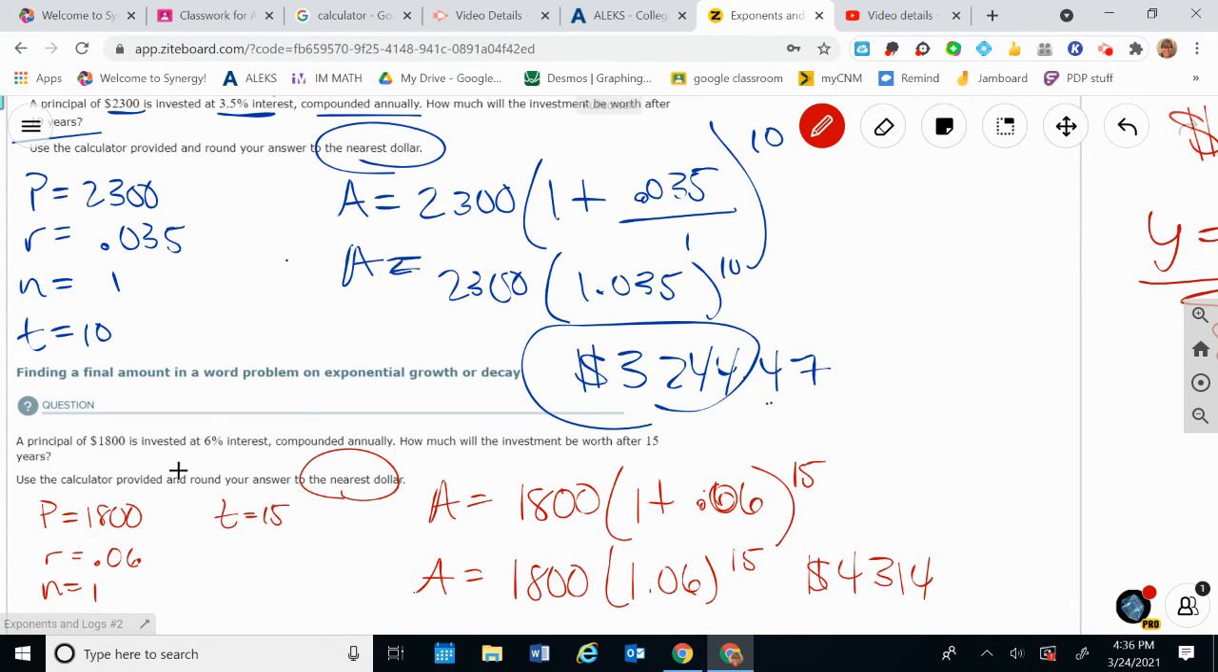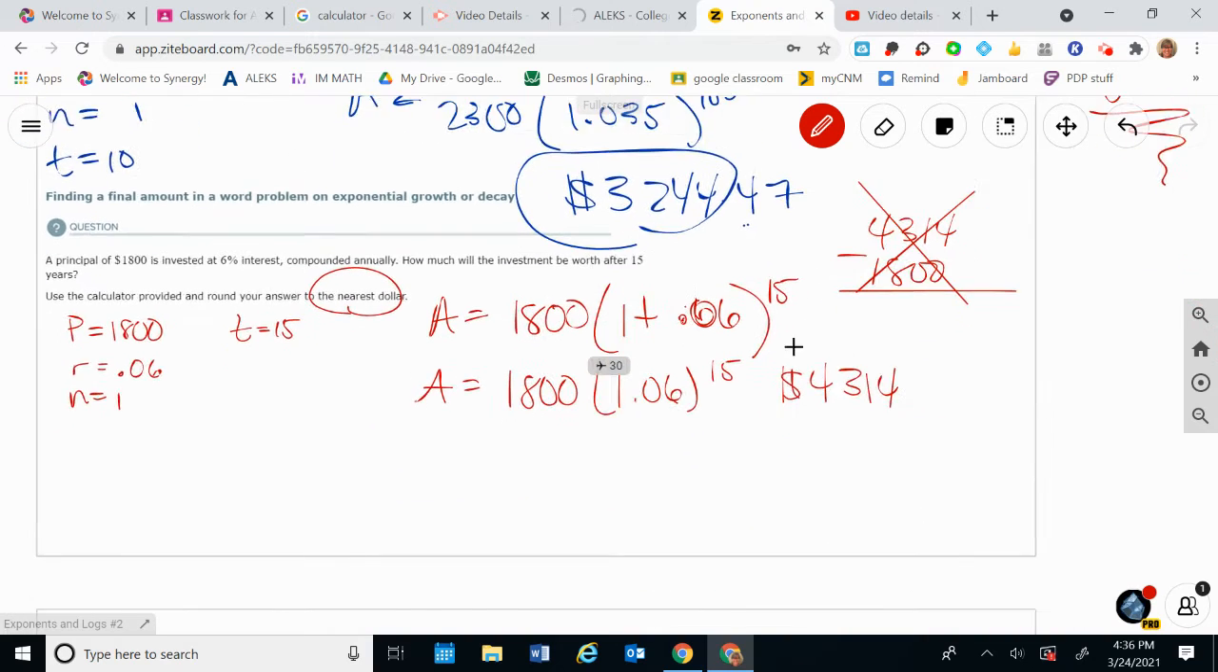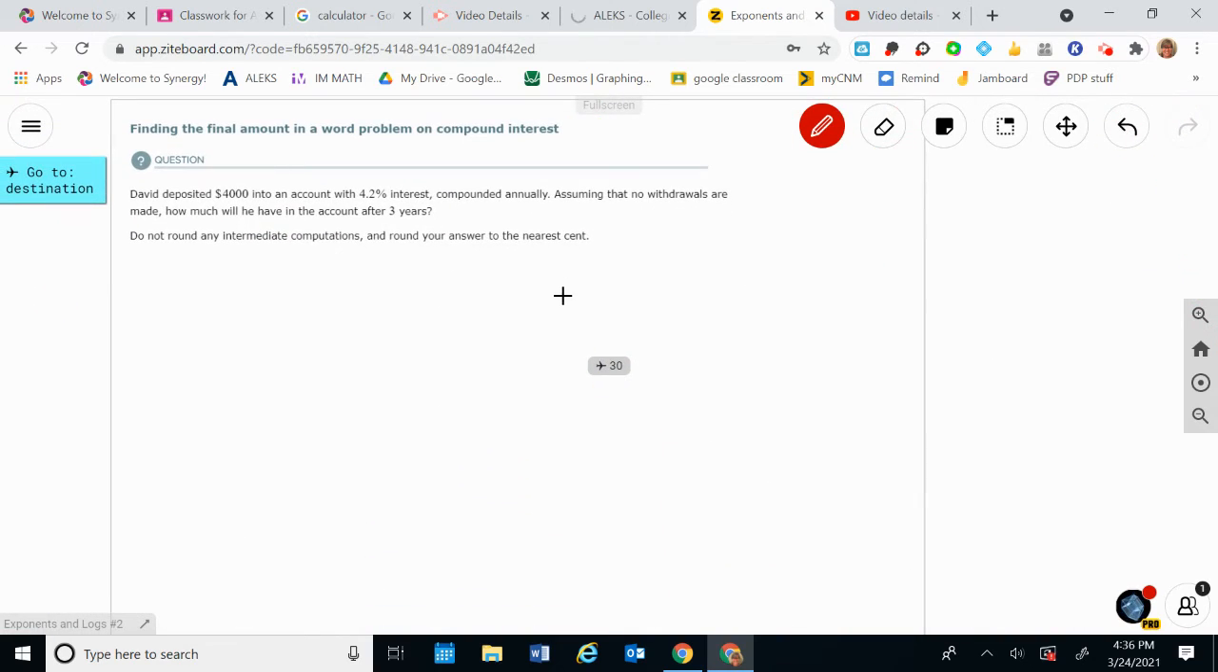Okay. How much is it worth after 15 years? So again, we're still answering this. Sometimes they ask you how much did you earn in interest, which is totally different because that would be 4,314 minus 1,800, right? We're talking about what you earned over what you initially invested, but that's not what this problem is. I just want you to make sure you're paying attention to what they're asking for.